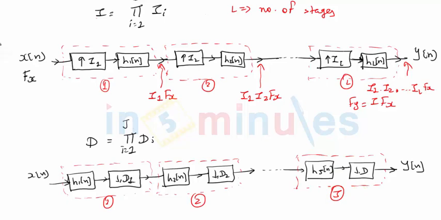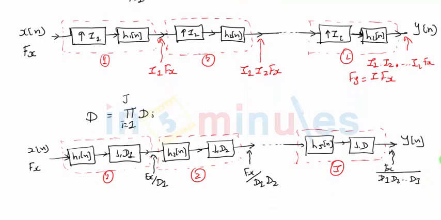If you write down the sampling rates at each and every point, X of n has the sampling rate of fx. At the intermediate point, the sampling rate will be fx by d1. Here it will be fx by d1 d2. And likewise, the last sampling rate will be fx upon d1 d2 up to dJ. This whole product is nothing but capital D, the original decimation factor. So Fy will simply be fx upon capital D. This is what we will achieve through the multi-stage decimation process.